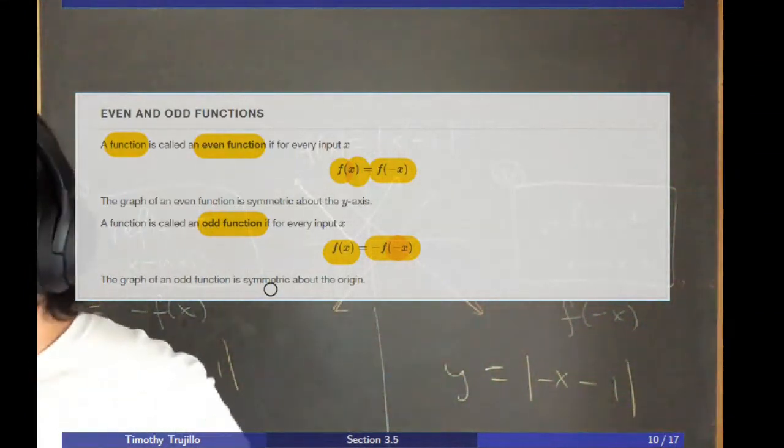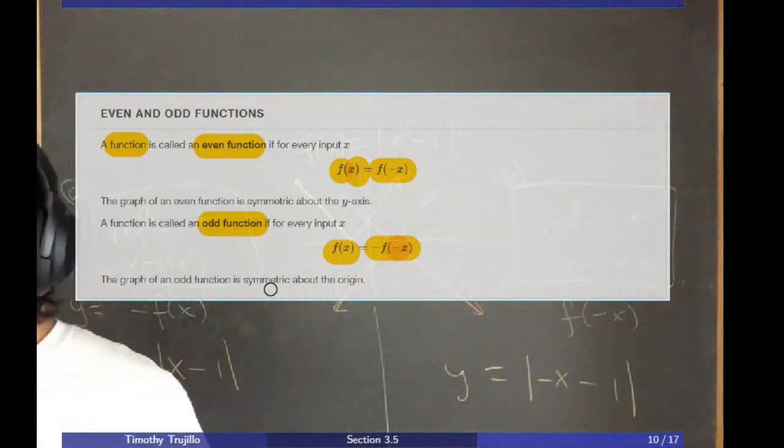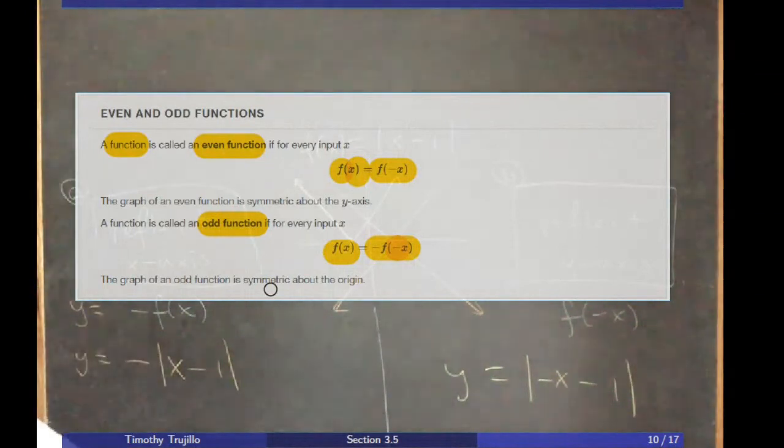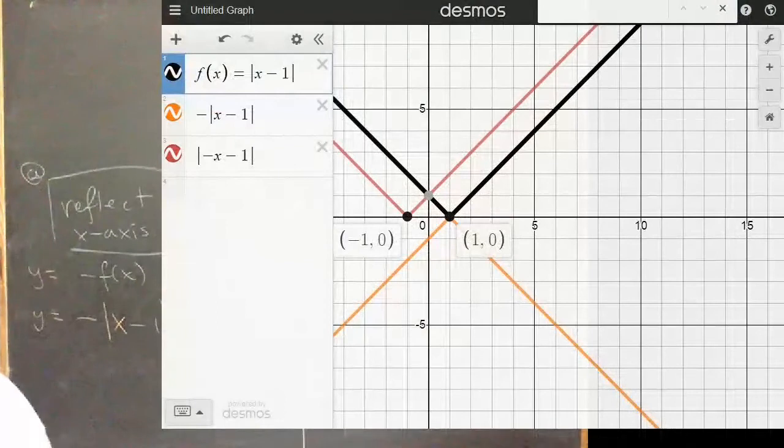Okay, so these are the definitions, and they mean something graphically. So let me go back to Desmos and at least show you what they mean graphically and where the names come from, okay? Because there are two specific functions that are even and odd, and this is where the terminology even and odd comes from.